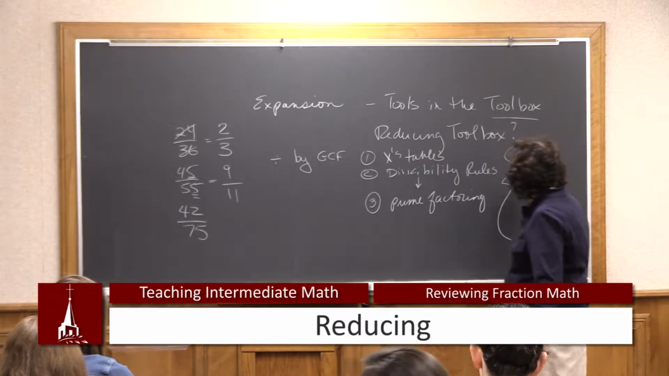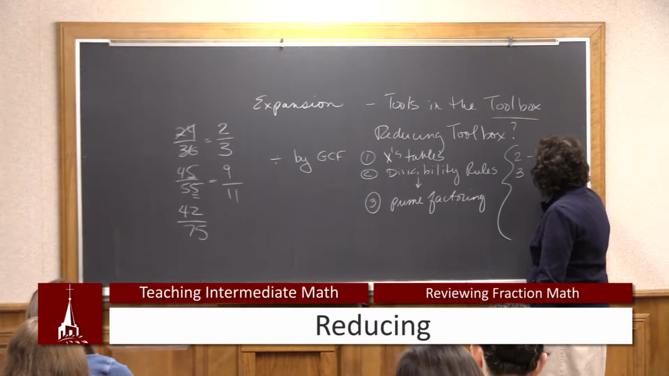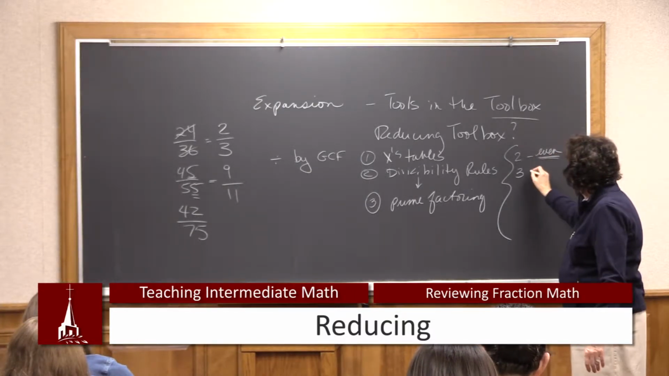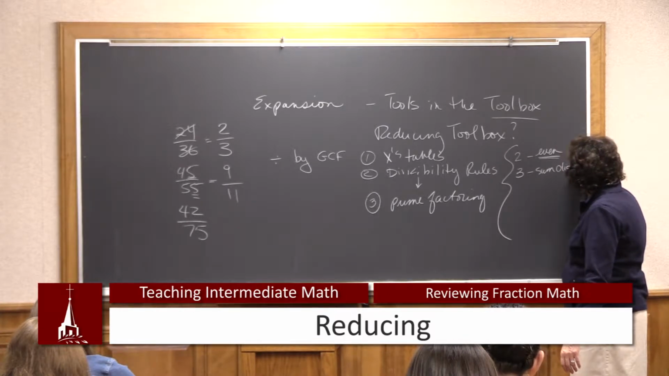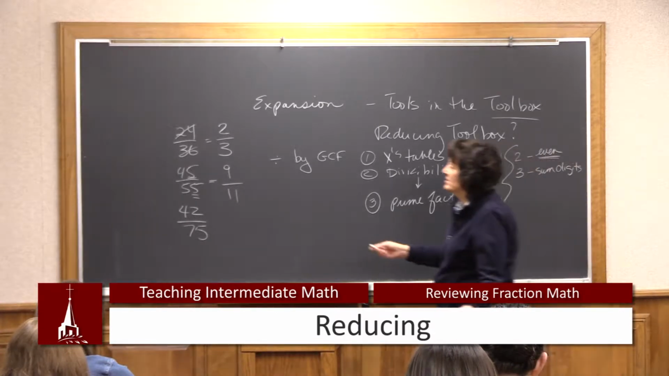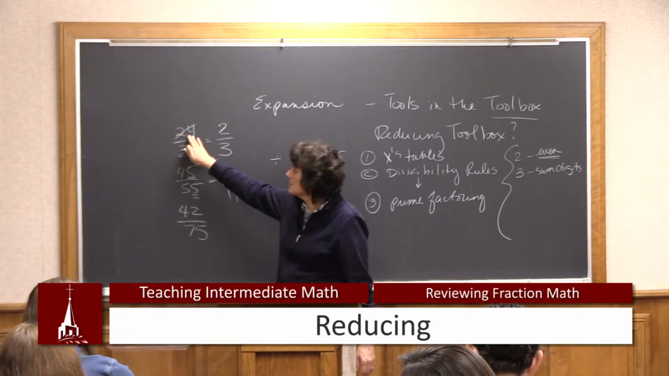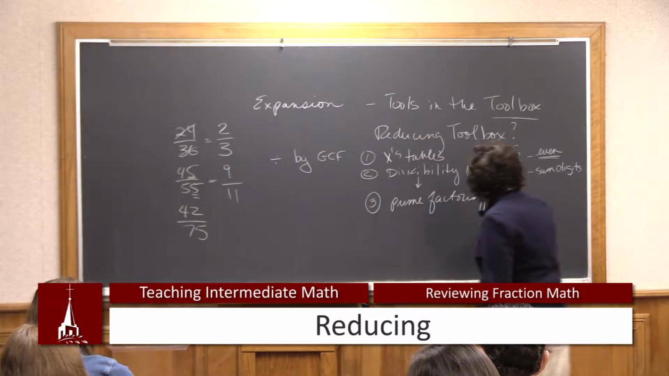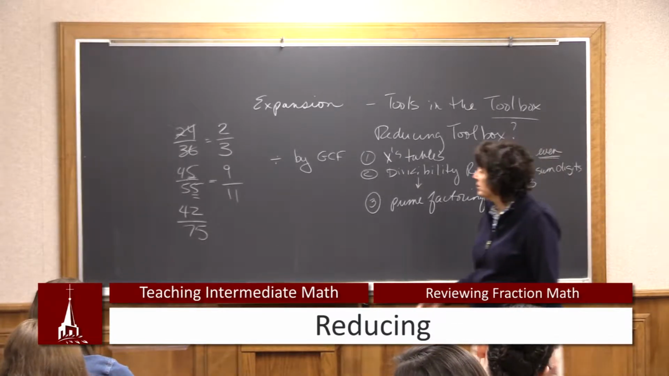Go ahead, Morgan. Sum of the digits is divisible by 3. Yes, so here, when we're doing divisibility for 2, we're looking for even numbers. Here we will sum the digits. If the sum of the digits in the number, even something as simple as 24, 2 plus 4 is 6, is divisible by 3, the whole thing will be divisible by 3.